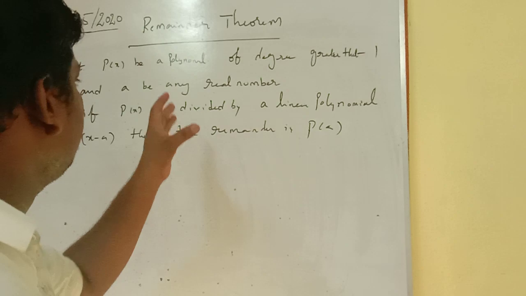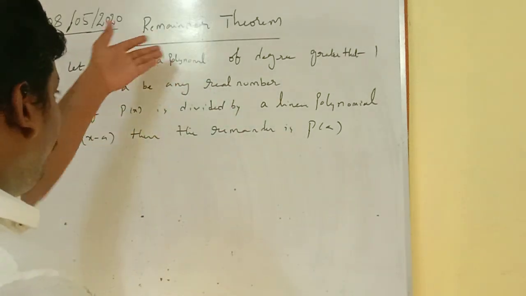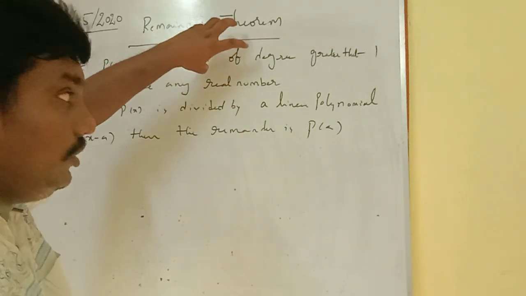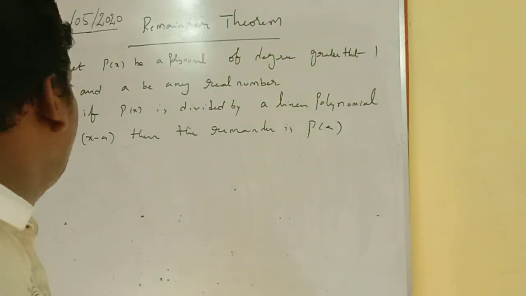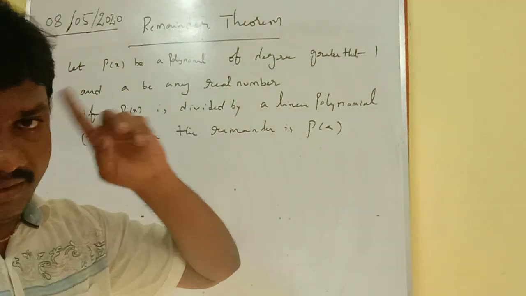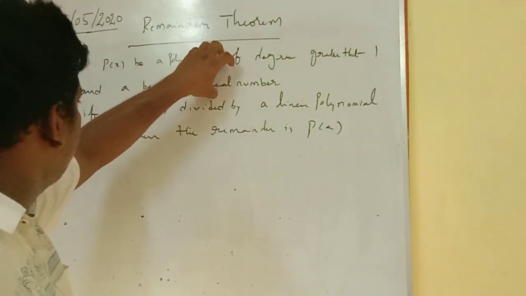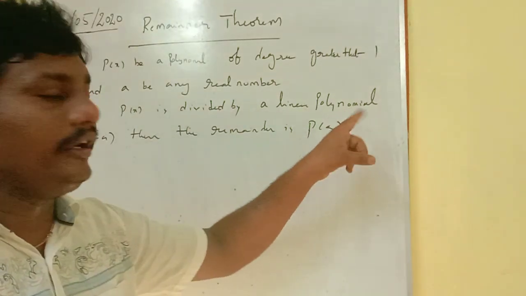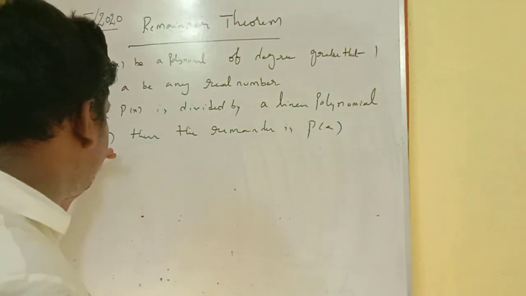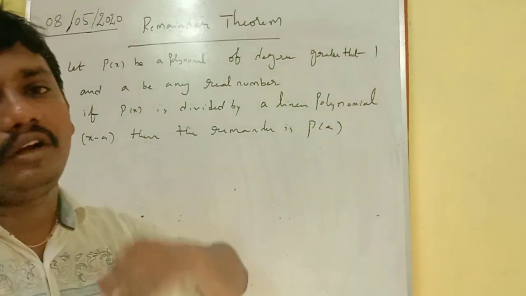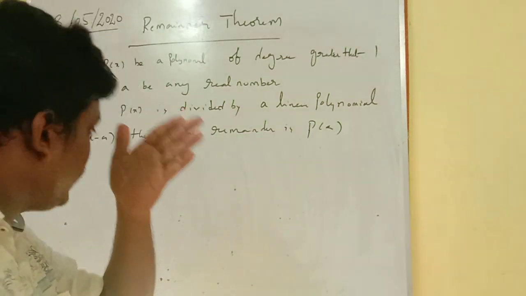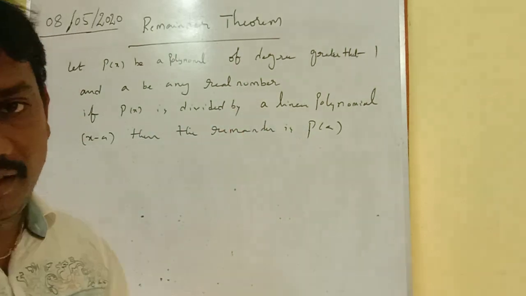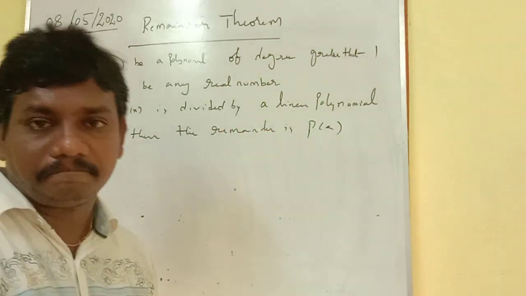What does the remainder theorem say exactly? Let p of x be a polynomial. If you take any polynomial of degree greater than or equal to 1 and a is any real number, these two are the conditions. Now this is the original statement: if p of x is divided by a linear polynomial x minus a, then the remainder is p of a. When we divide by x minus a, the remainder is p of a.